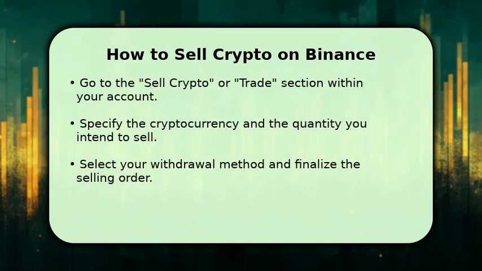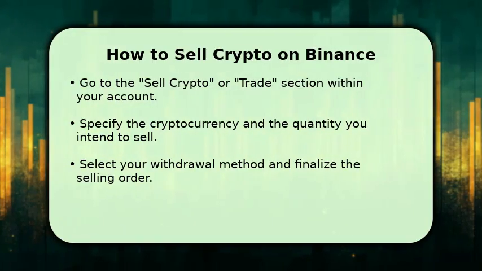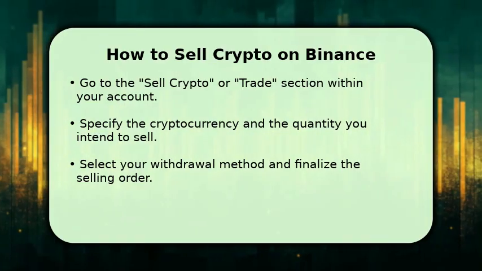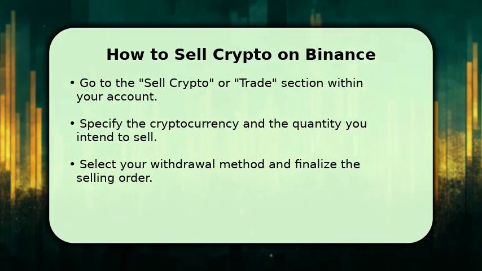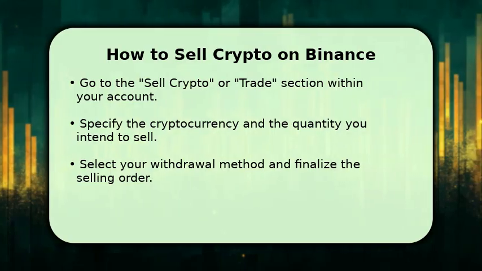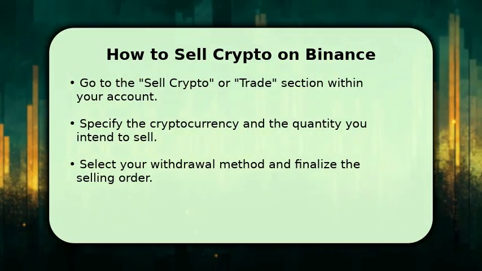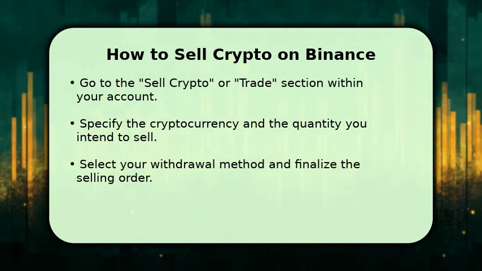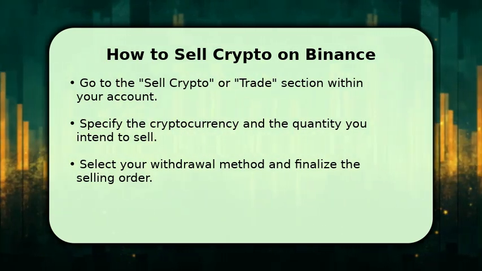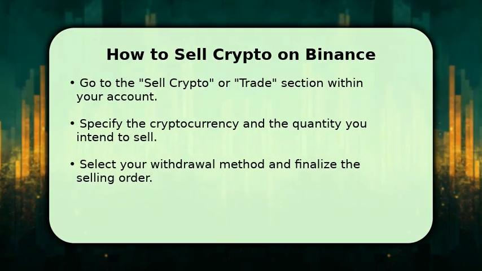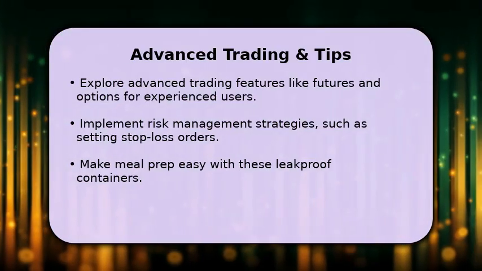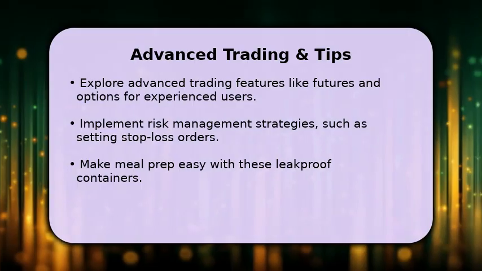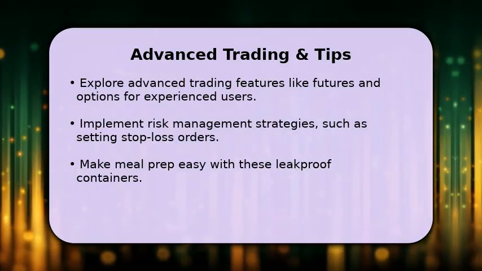Selling your cryptocurrency on Binance is just as straightforward. Head over to the Sell Crypto or Trade section in your account. You'll then specify which cryptocurrency you want to sell and the quantity. Choose your preferred withdrawal method, whether it's a bank transfer or another option, and carefully review the order before finalizing the sale. For more experienced traders, Binance offers advanced features like futures and options trading, allowing for more complex strategies.